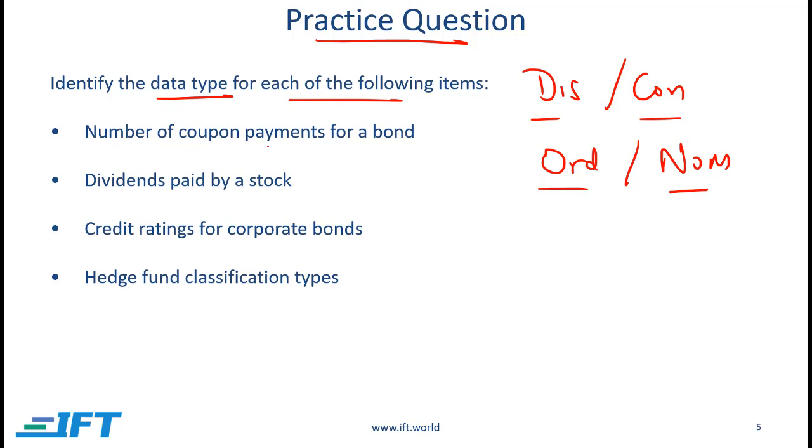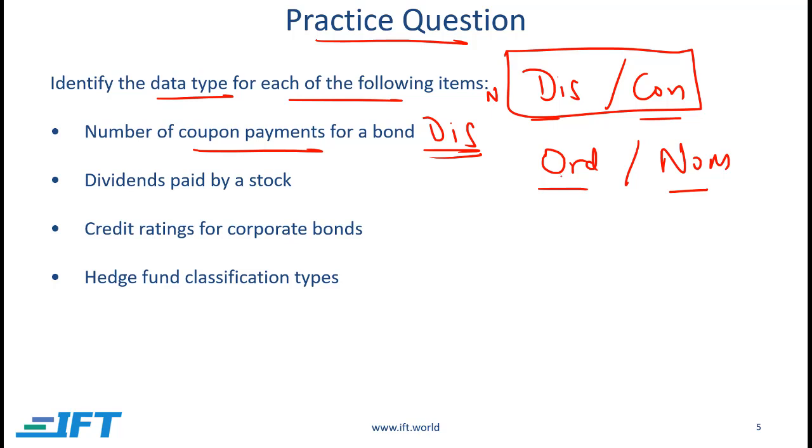The number of coupon payments for a bond. The correct answer here would be that this is a discrete data type because there is a specific number of coupon payments. And obviously this is numerical. So discrete versus continuous is numerical. Ordinal versus nominal is categorical. Next, we have dividends paid by a stock.